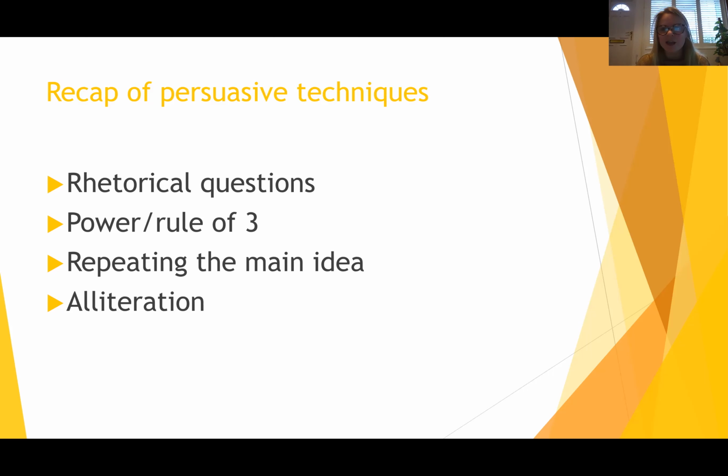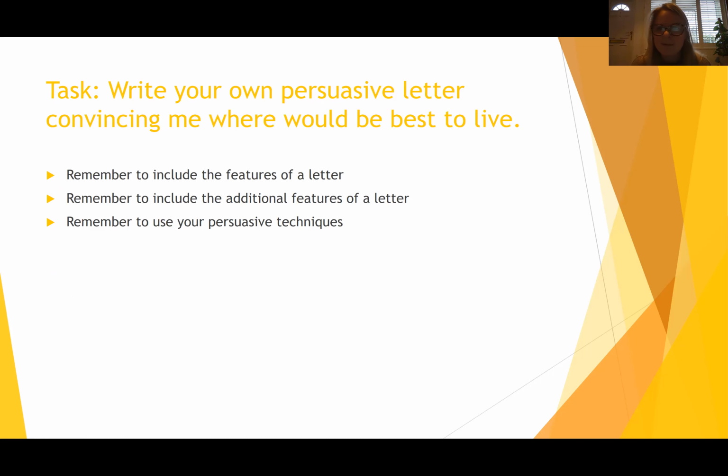We are going to use those to complete our task for today. I would like you now to use your opinion that you have come up with from doing your good plan and bad plan to write your own persuasive letter convincing me where would be the best place to live. If you think it would be better to live in Australia, I want you to write a letter to me convincing me why I should move to Australia, why that's a better place to live. Or if you think it's better to live in the UK, I'd like you to write a persuasive letter to me convincing me to stay living in the UK and that that's a better place.